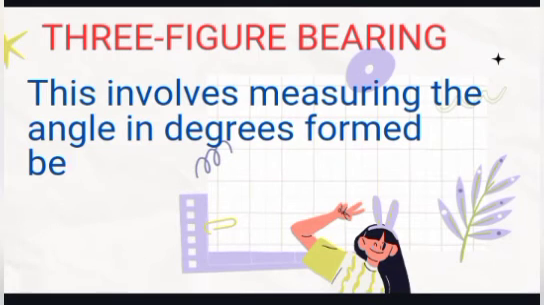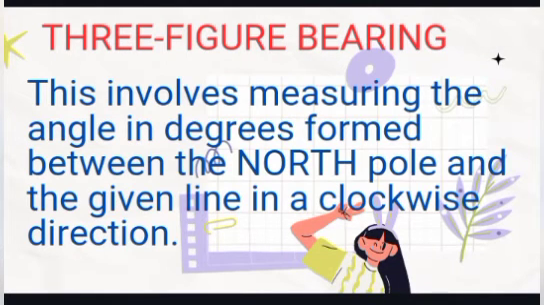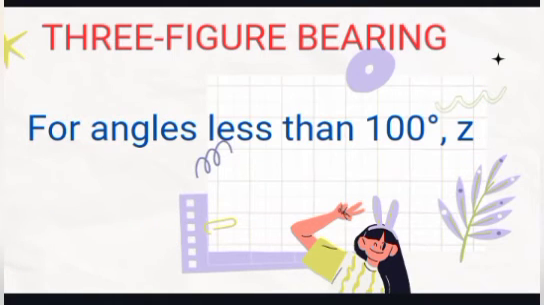So up next, let's look at the three-figure bearings. Now this involves measuring the angle in degrees formed between the north pole and the given line in a clockwise direction. Now please take note, for three-figure bearings, you are expected to start your calculations from the north pole, and you are expected to go in a clockwise direction.